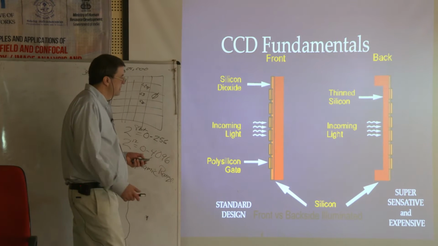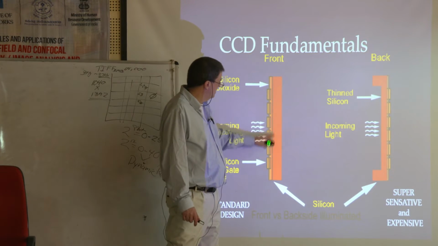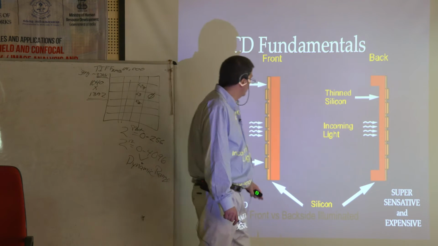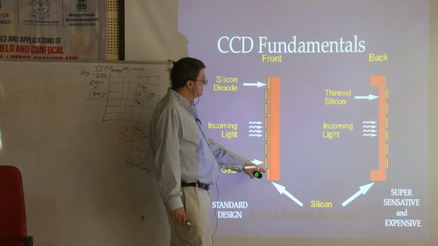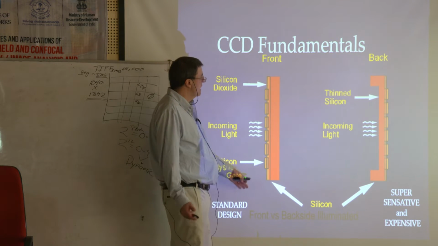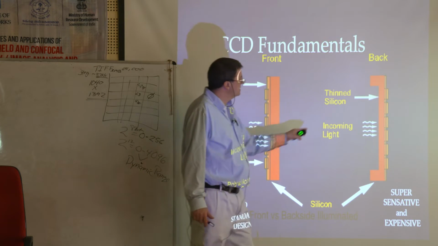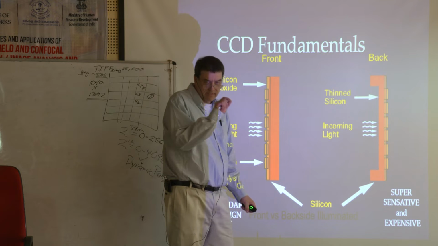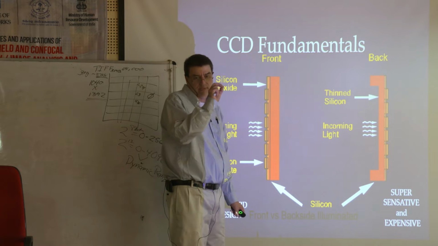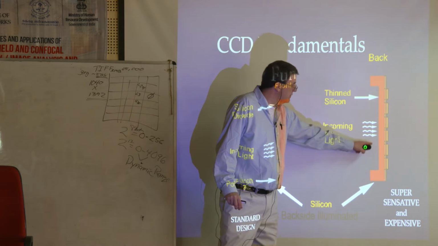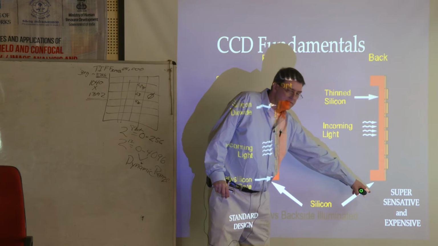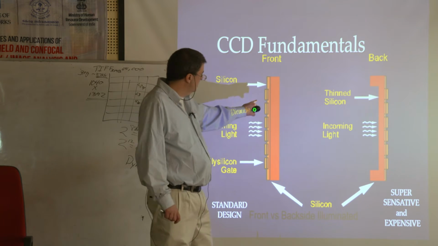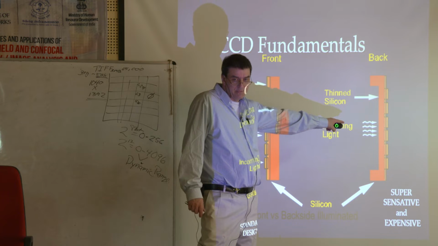There are two different flavors: what we call front and back thin. These are for most normal labs and most normal applications in biology. These kinds of cameras are called back thin. They actually take the chip and etch the back. They use chemicals and lasers and take the back off the chip and make it really, really thin. These are very sensitive and very expensive cameras, because I don't know how many chips they break to make one of these.